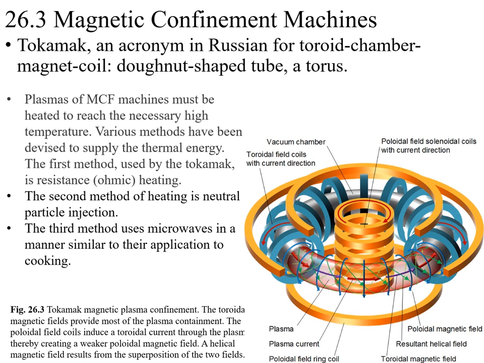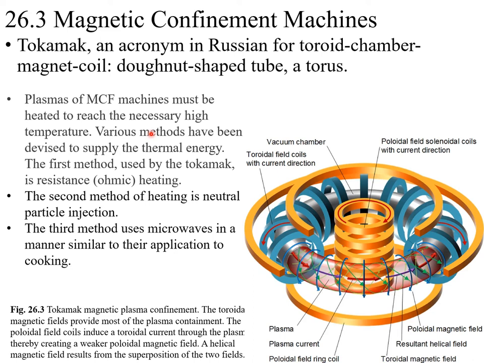For the magnetic confinement machines, you may have heard the name tokamak. It is a confinement machine for fusion. It is a donut-shaped torus. It generates a strong magnetic field to confine the plasma. The plasmas of MCF machines must be heated to reach the necessary high temperature. Various methods have been devised to supply the thermal energy. The first method used by the tokamak is resistance heating. A changing current in the coils surrounding the torus induces a current in the plasma.